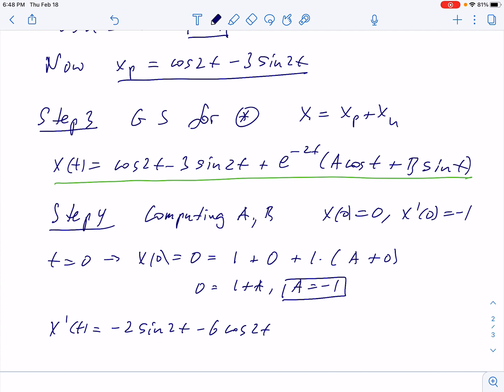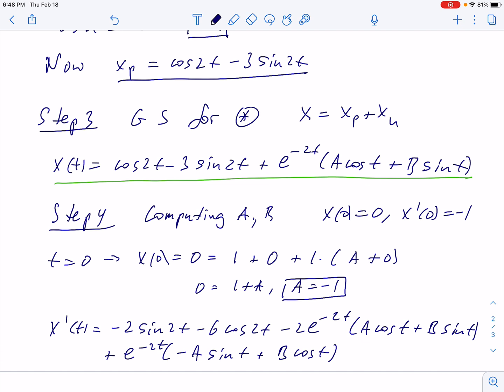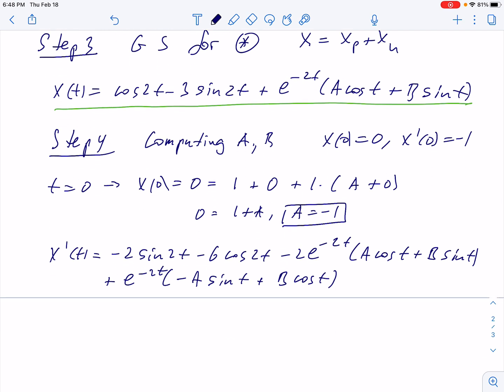So first exponential, negative 2 exponential negative 2t. Inside we have the same thing, a cosine t plus b sine t. And now we keep the exponential and differentiate inside the parentheses, which gives negative a sine t plus b cosine t. This is the derivative of the general solution.